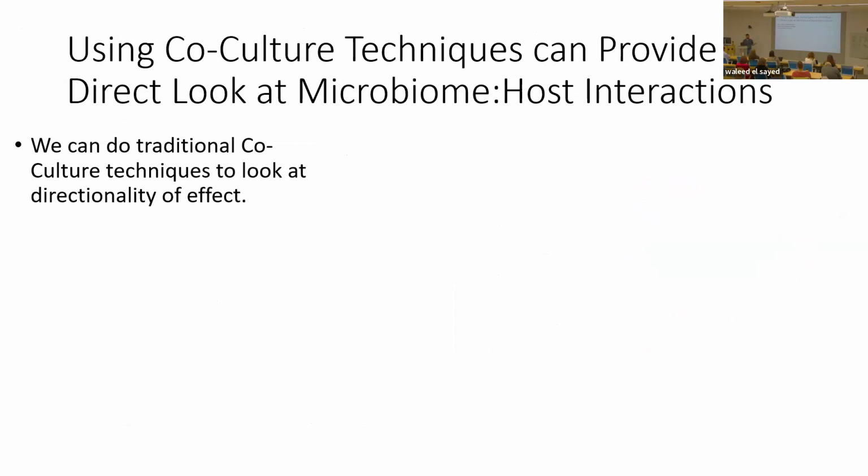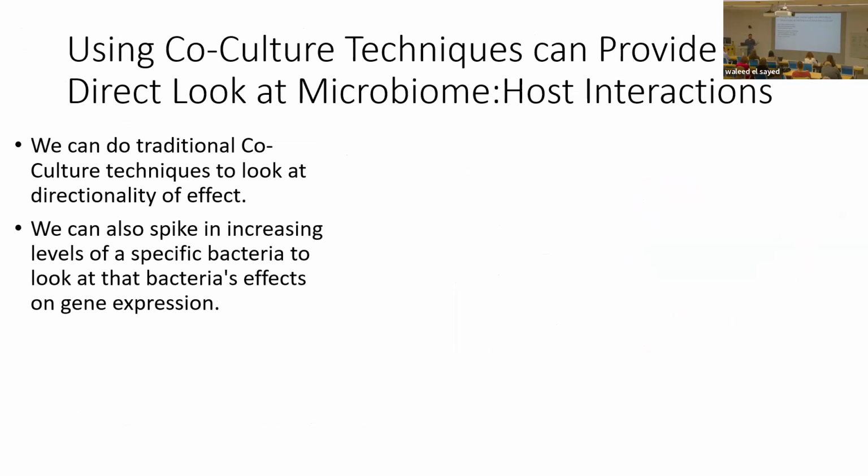We can do a traditional co-culture where we have a specific microbiome composition that we directly expose to the colonic cells. We can take these colonic cells, use CRISPR to knock out genes, and look at directionality that way by saying, if we knock out this gene, maybe certain microbes will decrease. We can also spike in increasing amounts of different microbes. If there is an actual association with a specific microbe, the gene expression should change as we spike in or take out that microbe.